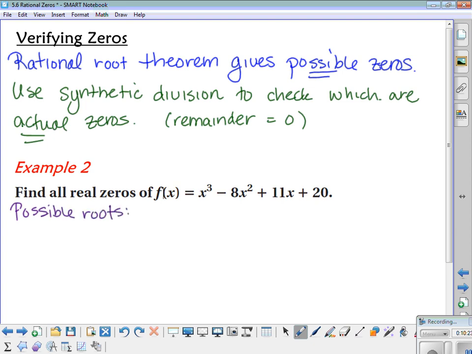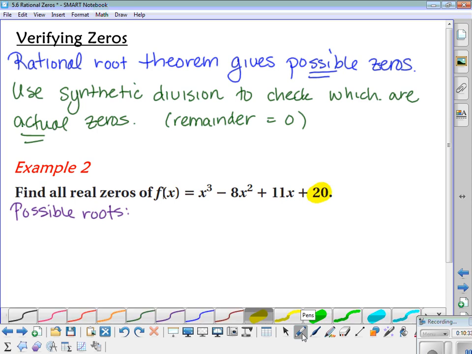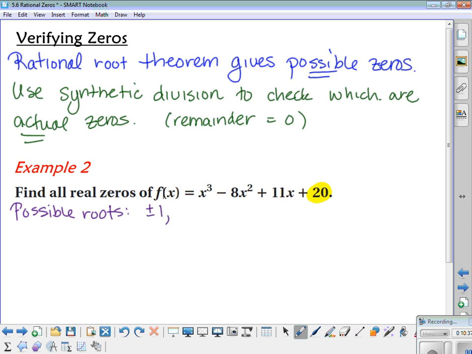Four zeros. So since this one has a leading coefficient of 1, then I really just need to worry about the factors of 20, since I'm just going to be putting them all over 1. So it could be plus or minus 1, plus or minus 2, plus or minus 4, plus or minus 5, plus or minus 10, and plus or minus 20.